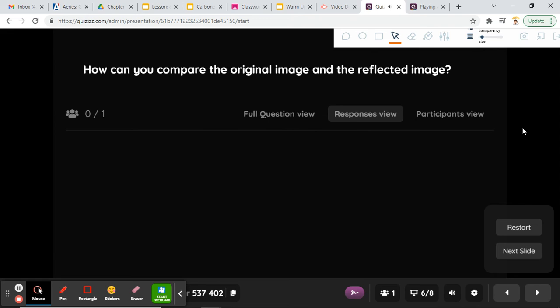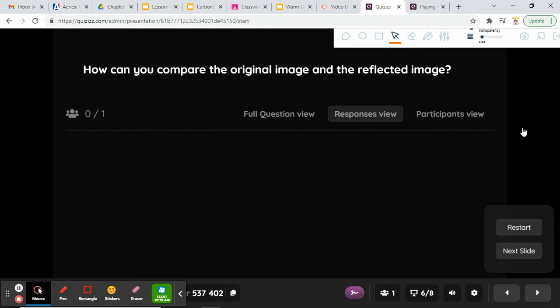All right, so if you were answering that one there, I would have liked you to say something like the original image and the reflected image are congruent or the same. They make up the same figure, they have the same side lengths, and they have the same angle measures. So those two figures are congruent. And again, congruent means these figures are the same.